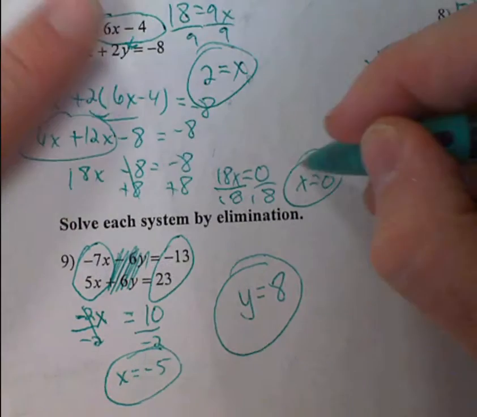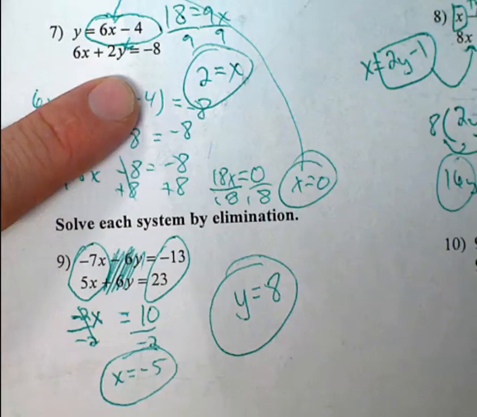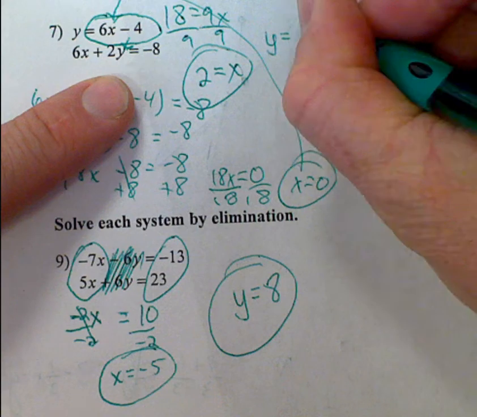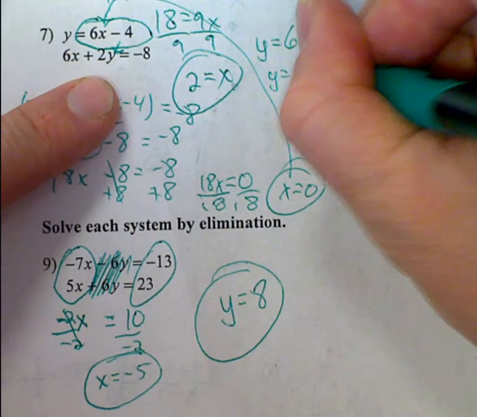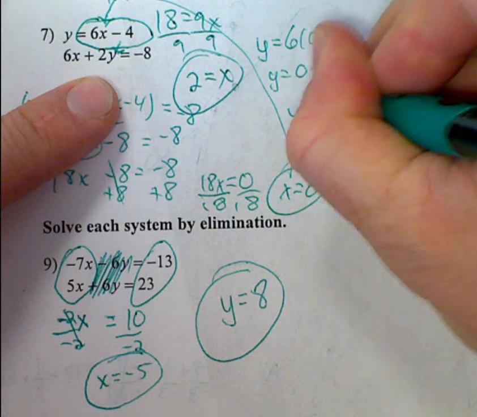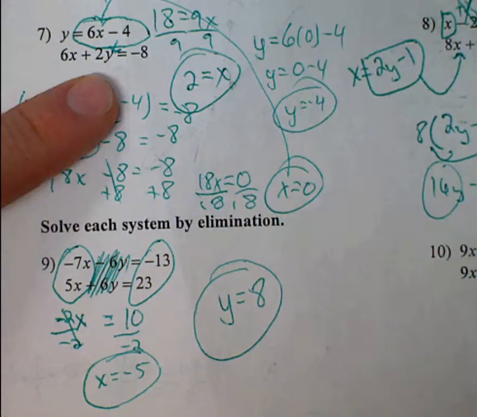I get to choose what to plug it back in. I'm going to plug it into this one. Y equals 6 times 0 minus 4. Y equals 0 minus 4. Y equals negative 4.